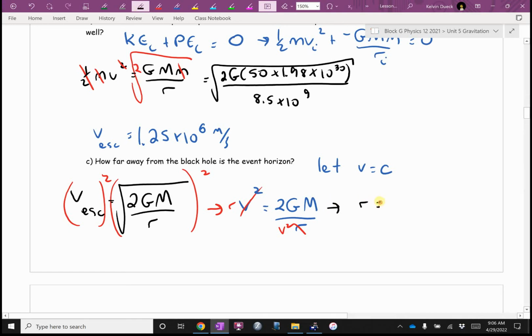I'll have R equals 2 big G, 50 times 1.98 times 10 to the 30th, divided by... thank you. This is what happens when I go from memory. And V is going to be the speed of light, which was 3 times 10 to the 8th. Don't forget the square.